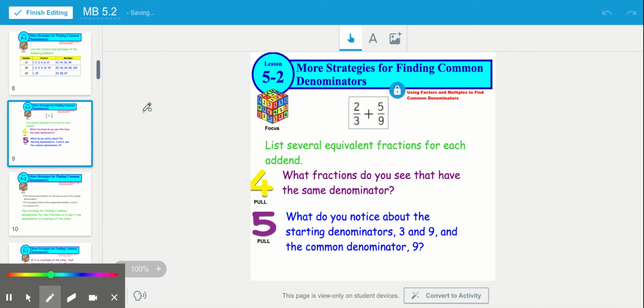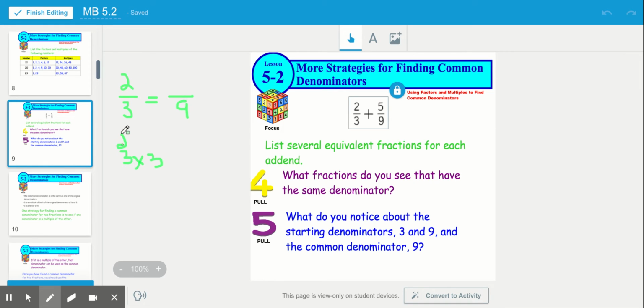So when we're doing this, I can create 2/3 equals something over 9. And I know that I can take 3 times 3 to get 9. So I'm going to do that same thing to the top. I'm going to do 2 times 3. And I know that I get 6/9.